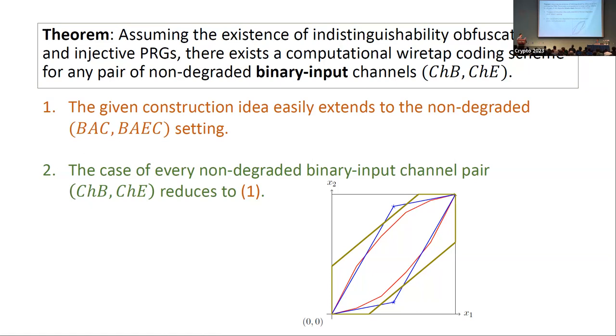And then finally, to reduce any arbitrary non-degraded binary input channel pair to the first case, we use the polytope characterization. This is an information theoretic characterization of degradation. So you can model every channel as a polytope. Here, for example, the blue polytope is a binary symmetric channel. This red polytope is an arbitrary Eve polytope, that is, a channel such that this blue channel is not a degradation of the red channel. And you can basically reduce the BAEC setting by a simple application of the separating hyperplane theorem in this setting.